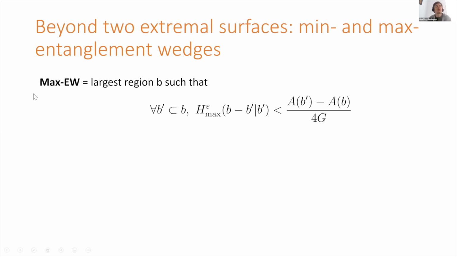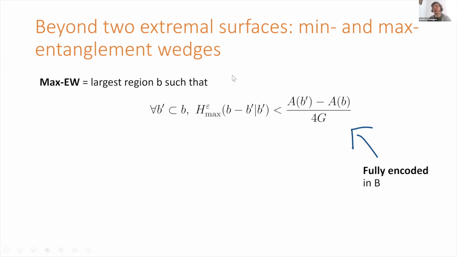We first define what we call the max EW, or max entanglement wedge, as the largest region in the bulk, little b, that satisfies the following condition: when we look at some subregion of it, little b prime, then the conditional smooth max entropy of everything outside the subregion, conditioned on the subregion, is less than the difference between the two areas. We require that to be true for all subregions. I'll say in a minute, it turns out this is a well-defined thing to ask, even though it might not be obvious that it is.